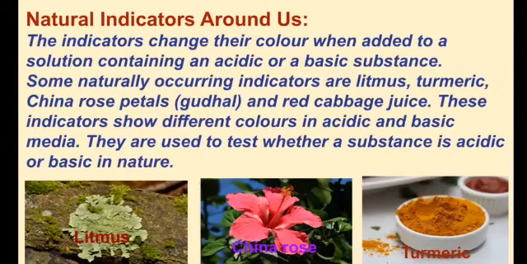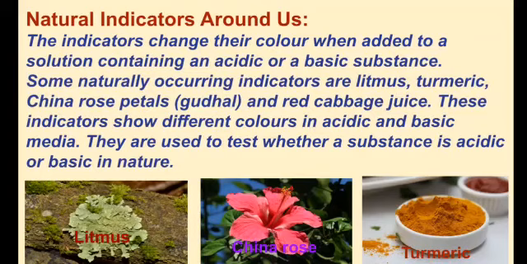Now we'll talk about the natural indicators around us. The indicators change their color when added to a solution containing acidic or basic substances. So what happens if we take the indicator? It is available in the market in the form of a solution as well as litmus paper, right? If we put it in the substance's solution, the indicator will change color. By the change in color, we can come to know whether the substance is acidic or basic in nature, correct?